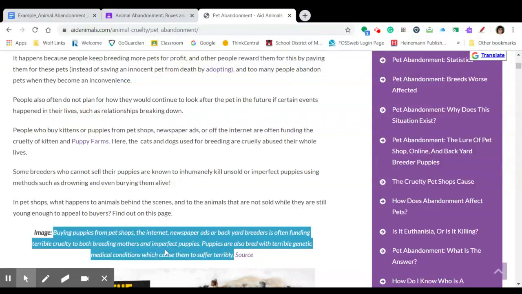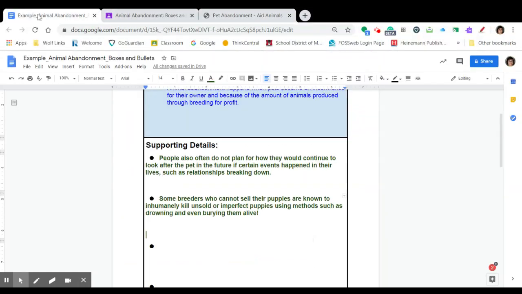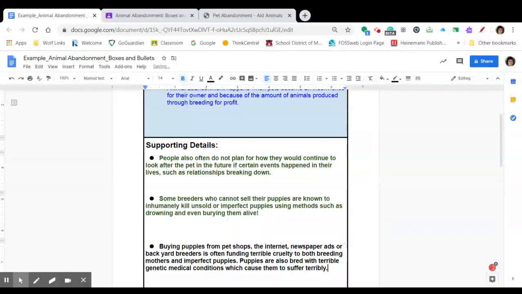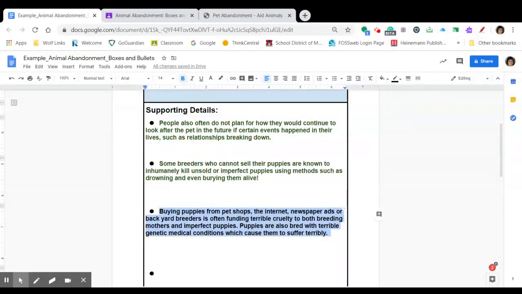If I use the entire article, I'm sure we could find much better bullets to put on, but I did not want to scroll down to the picture. So here we go. So we're going to put this on here. Buying puppies from pet shops, the internet, newspaper ads, or backyard breeders is often funding terrible cruelty to both breeding mothers and imperfect puppies. Puppies are also bred with terrible genetic medical conditions which cause them to suffer terribly.